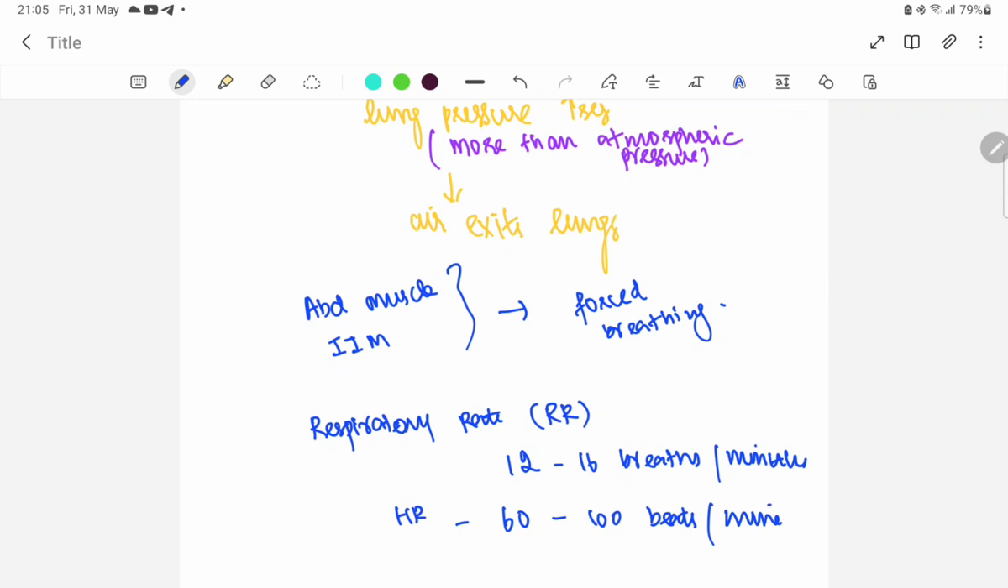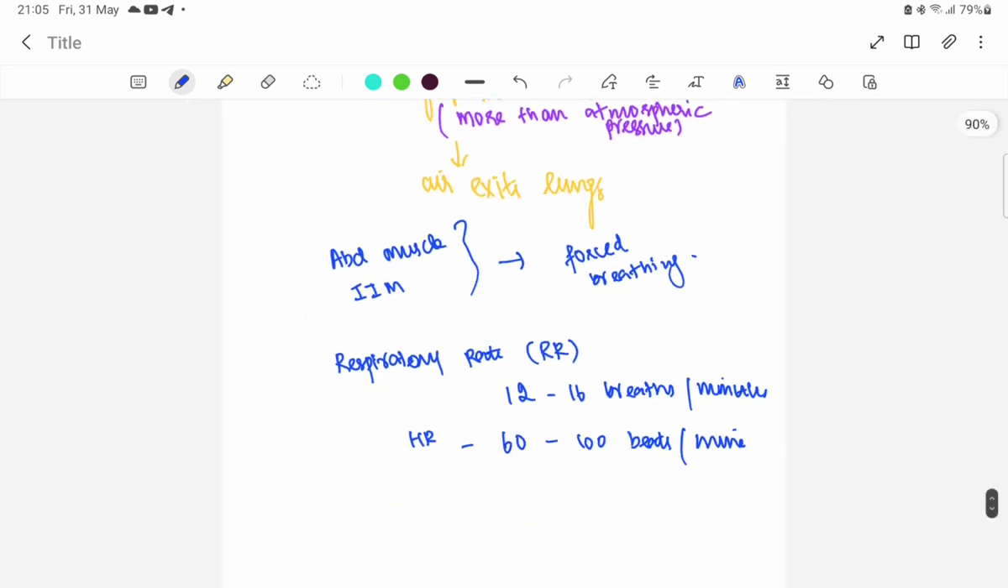Now, how can we assess the lung functions? That's pulmonary function. There is one special instrument called a spirometer. A spirometer is an instrument that is used to measure the lung volumes. That's all regarding this topic.